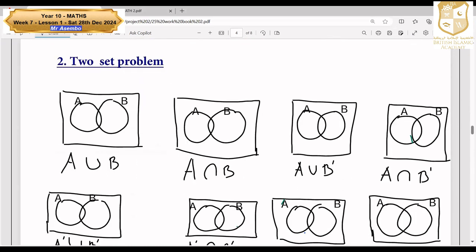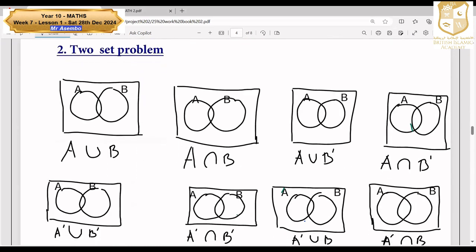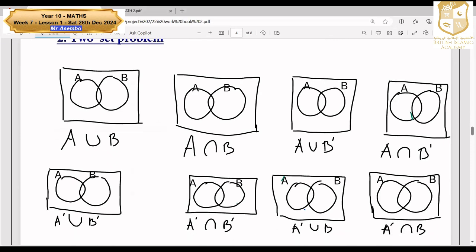Now, let's look at a two set problem. I already wrote them down here for the purpose of simplifying our work. The first one here is A union B. This is A intersection B. This is A union B complement. Then A intersection B complement. This is the union of A complement and B complement. And then this is the intersection of A complement and B complement.